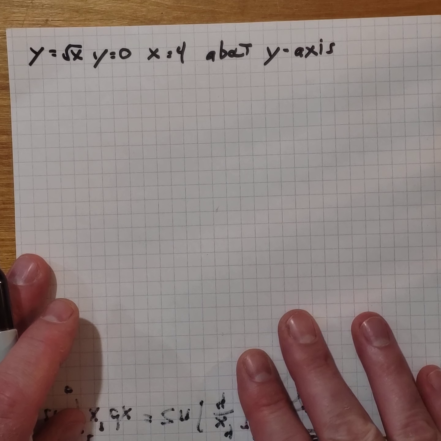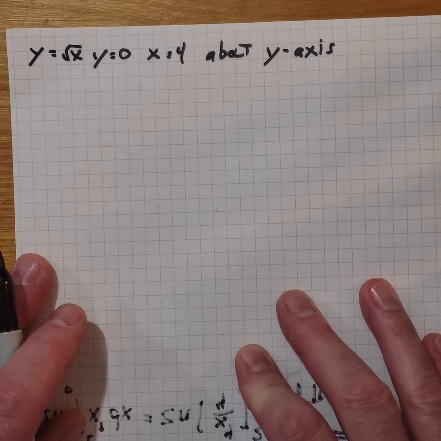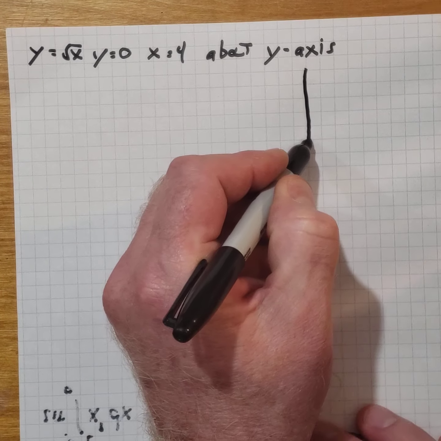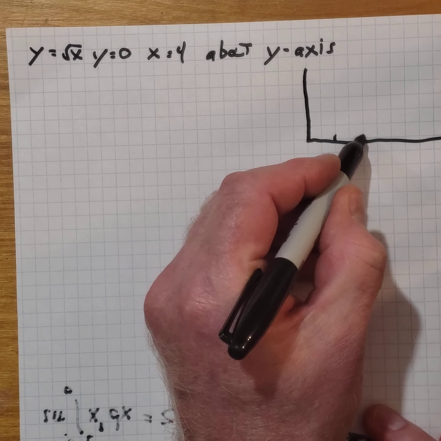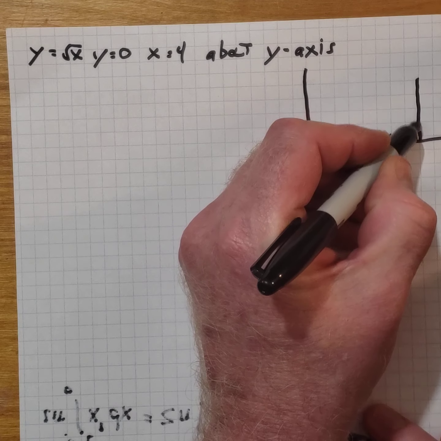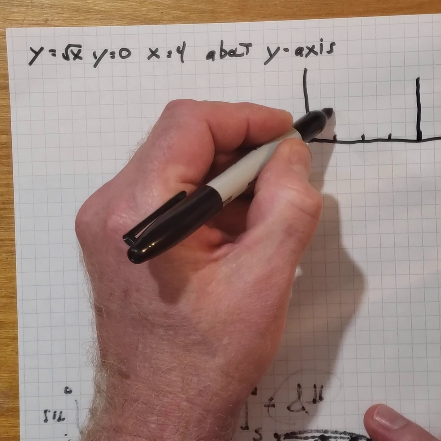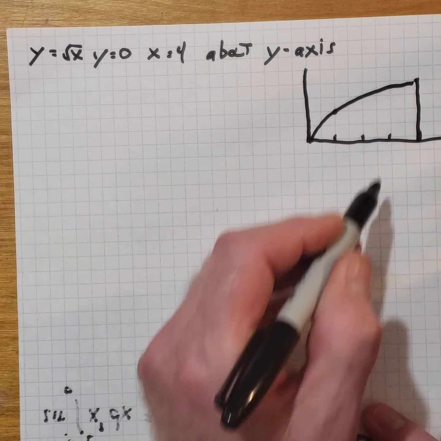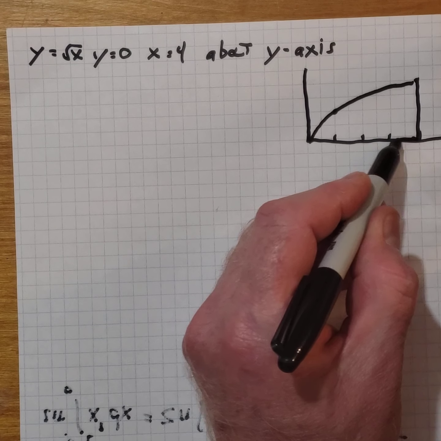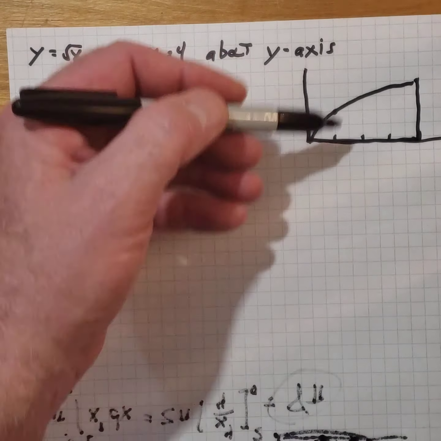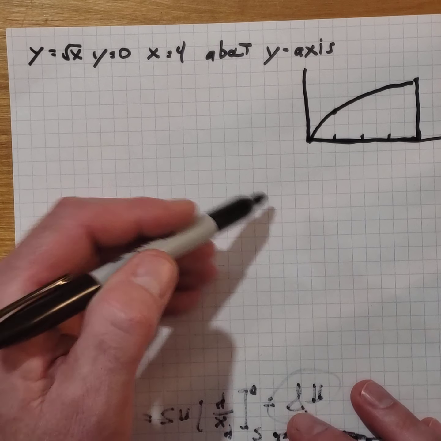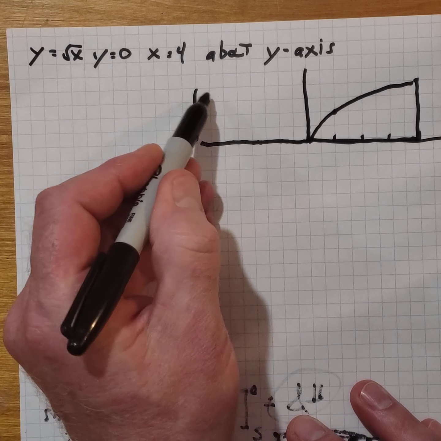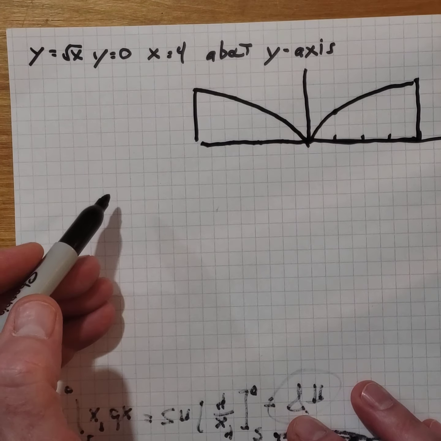Y equals the square root of x, y equals 0, x equals 4, about the y-axis. So if we go 1, 2, 3, 4, and the square root's going to be 1, 1, and then 4, 2. So we're looking at this shape again, and y equals 0 is the x-axis. So we're looking at the shape that we rotated about the x-axis to give us the bullet previously. This time I'm going to go around the y-axis. So we're going to get our mirror image over here.